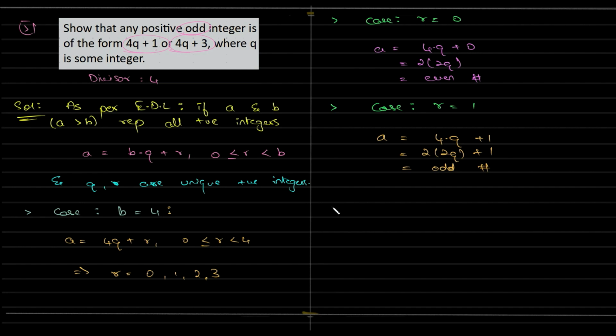Now the case when the remainder is 2. So we have A is equal to 4q plus 2, and in this case we have 2 common. So we have 2 into 2q plus 1, is it not? 2 into something is an even number, right? 2 into something is an even number. So again we end up with this representing an even number.